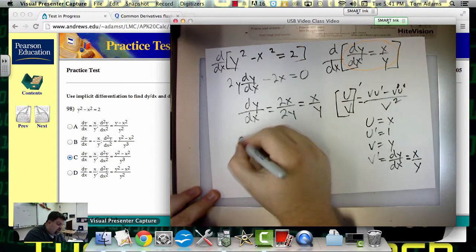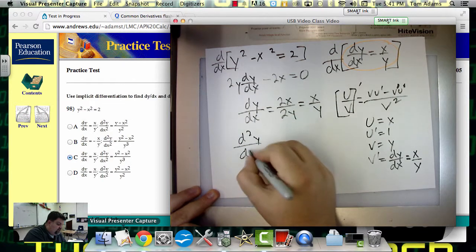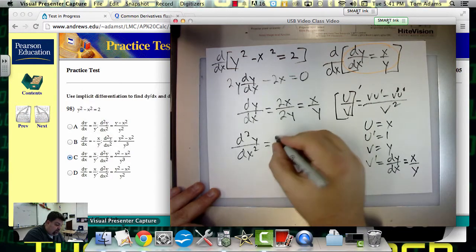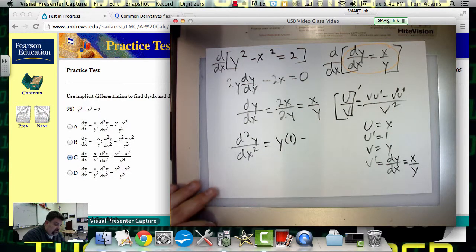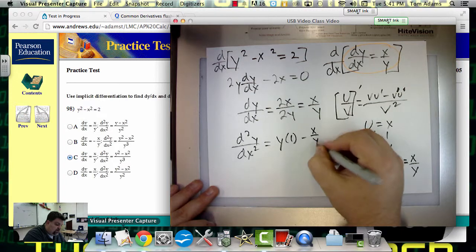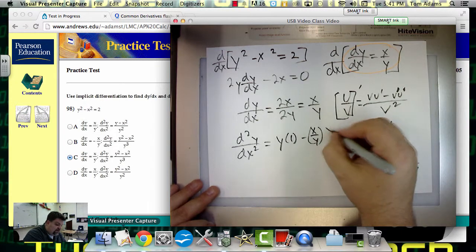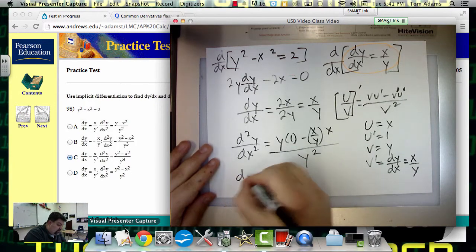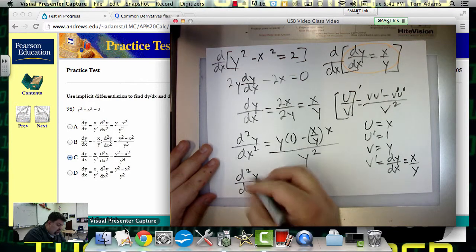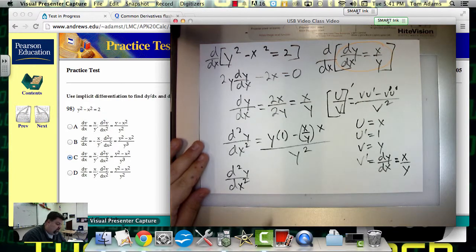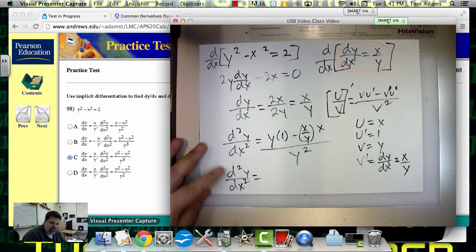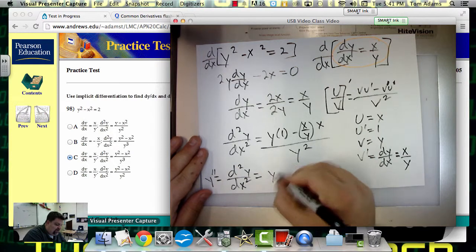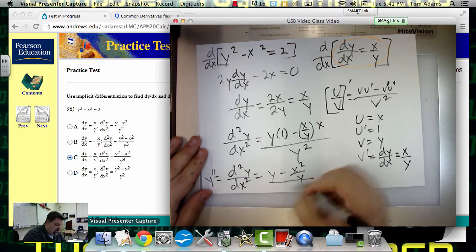So then that would be the double derivative is equal to v, which is y, times 1 minus v prime, which is equal to x over y, times u, which is just x, all over y squared. When I push all that through, I get d squared y over dx squared. Well, I'm going to call it y double prime because I always mispronounce that. Okay, so then I get y minus x squared over y, all over y squared.